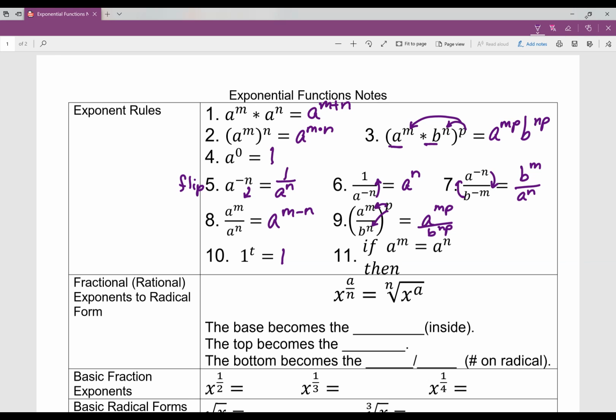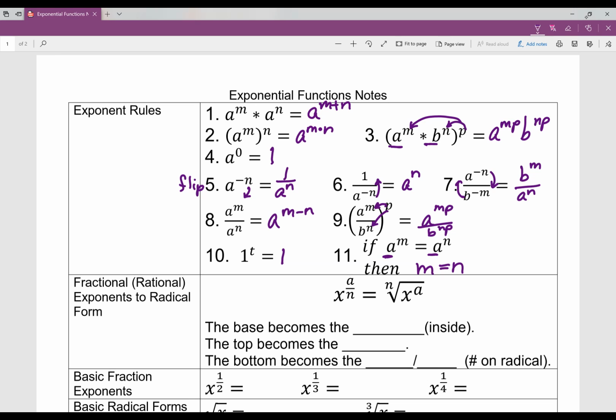This may be new to you, this rule here, but we want to use this rule when we're solving equations. And this is something that you should have gotten in Math 3. So this might be review or might be new for you. If you have similar bases raised to a power, then those bases cancel out and you get m equals n.